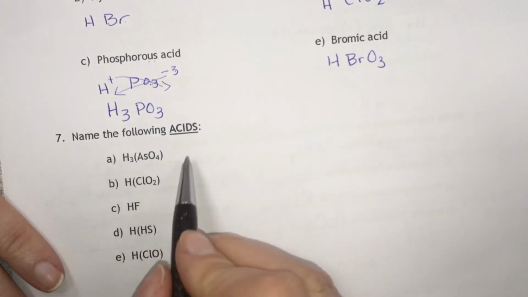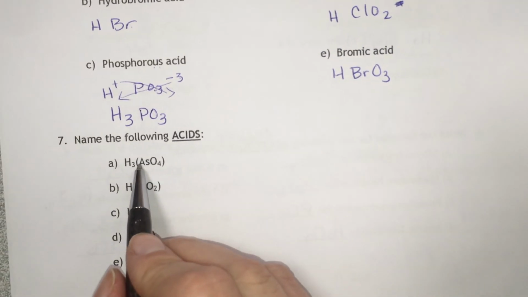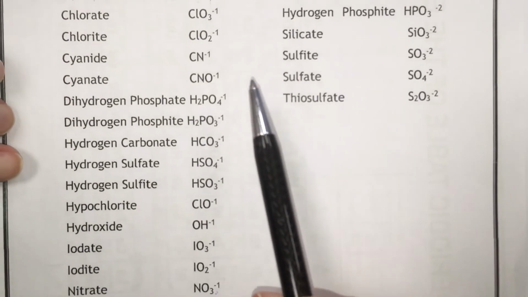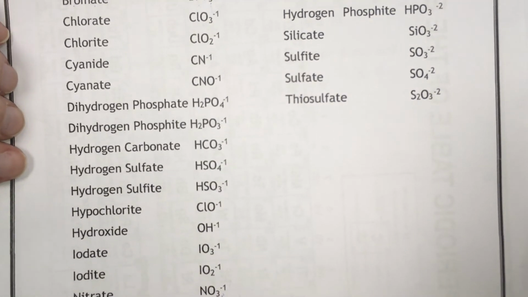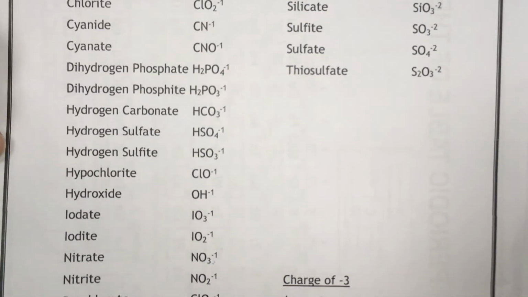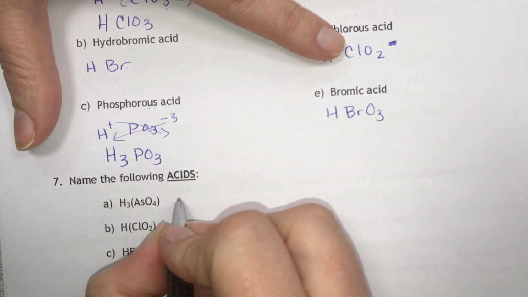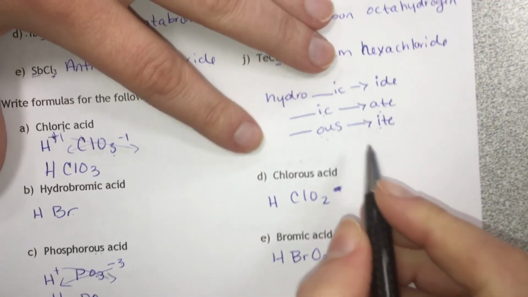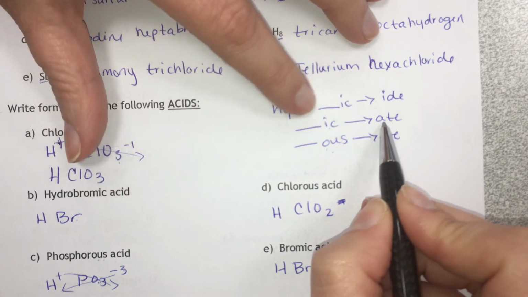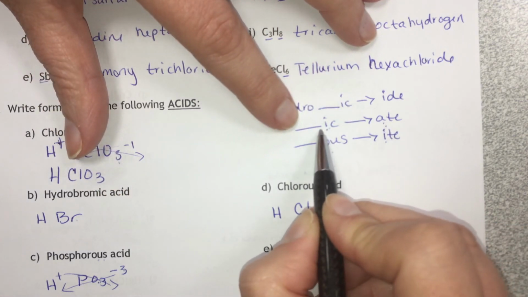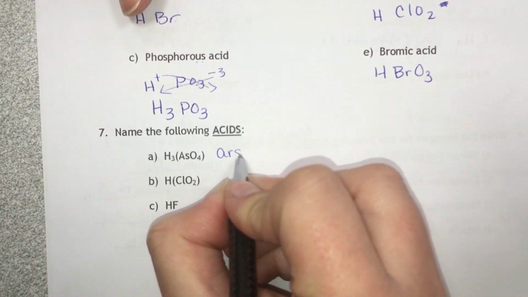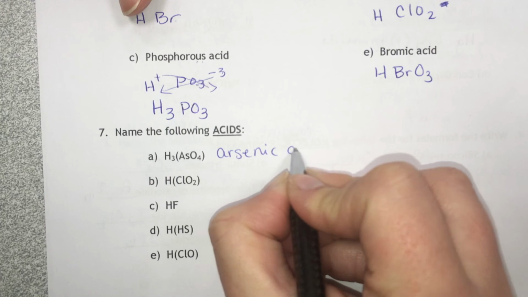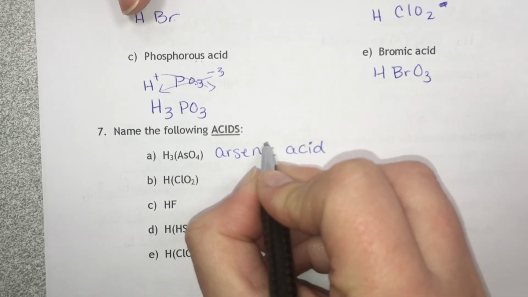Okay, now we need to name the following acids. So H3AsO4, here. Okay, so it's arsenate. Oops, y'all can't see that. Arsenate, okay. So now we're going backwards, right? Ate means it needs to end in IC. So instead of arsenate, it's arsenic acid. Have you heard of that?